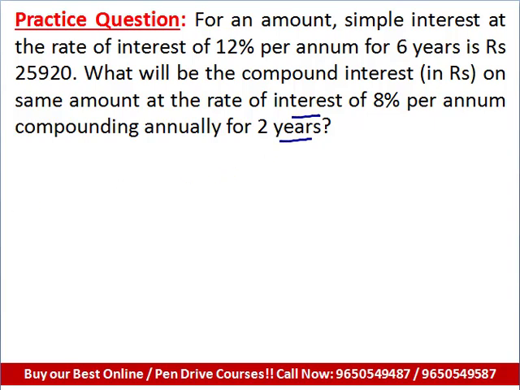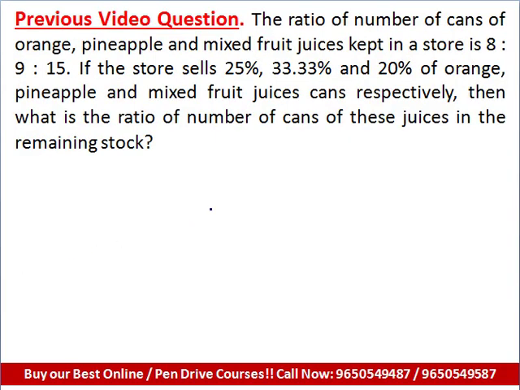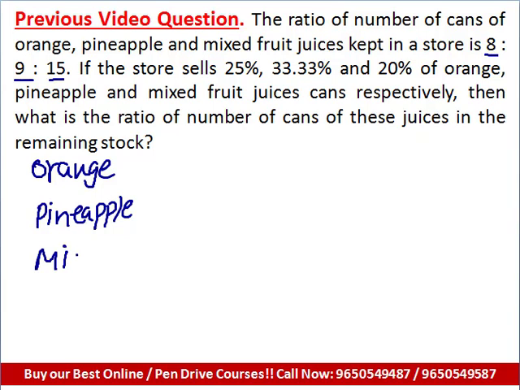And now it is time for the previous video's question. The previous video was on ratio and proportion. So now let's look at the question. The ratio of number of cans of orange, pineapple and mixed fruit juices kept in a store is 8:9:15. What are the three cans that we have? We have orange, we have pineapple, and we also have, students, mixed fruit.